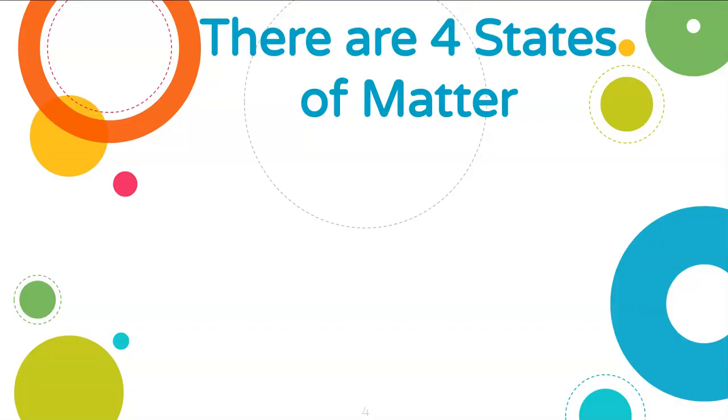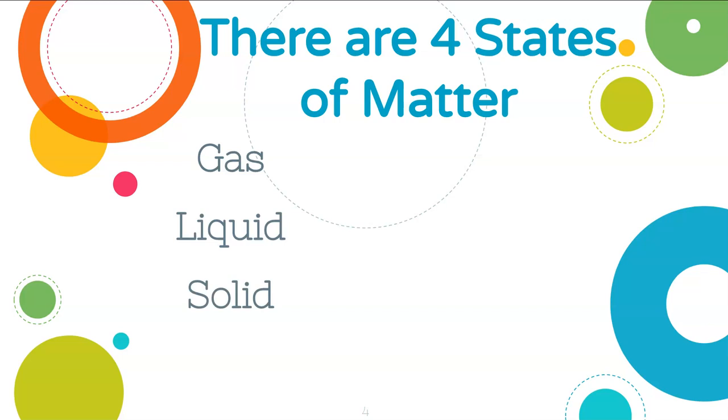There are 4 states of matter, and we're going to look at all 4 of them and look at their characteristics individually. So the first state is a gas. The second is a liquid. Third is a solid. And fourth is plasma. Now these are 4 states of matter. We're mainly going to be dealing with gas, liquid, and a solid, but I thought I would give you some information about plasma as well.